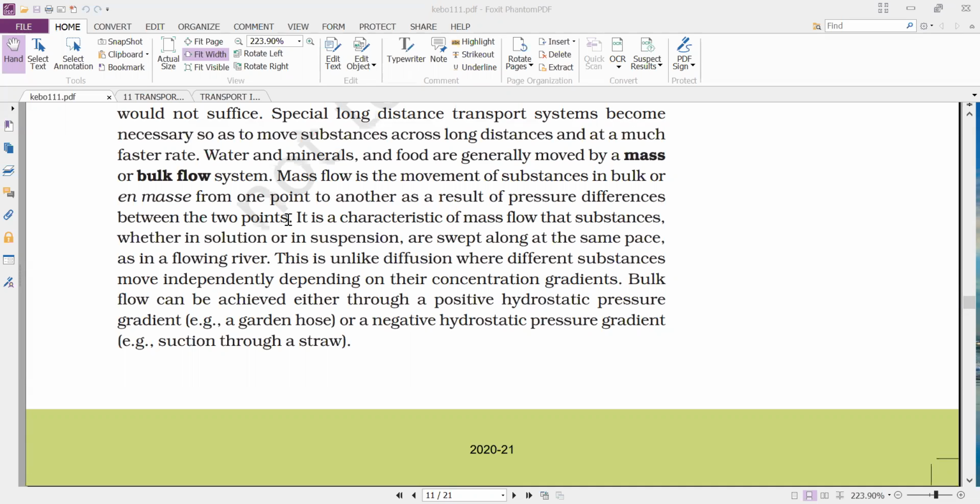This all occurs because of the pressure difference between the 2 points. That is pressure potential. Here the pressure means the pressure potential, because it is the difference in the pressure potential between the 2 points.